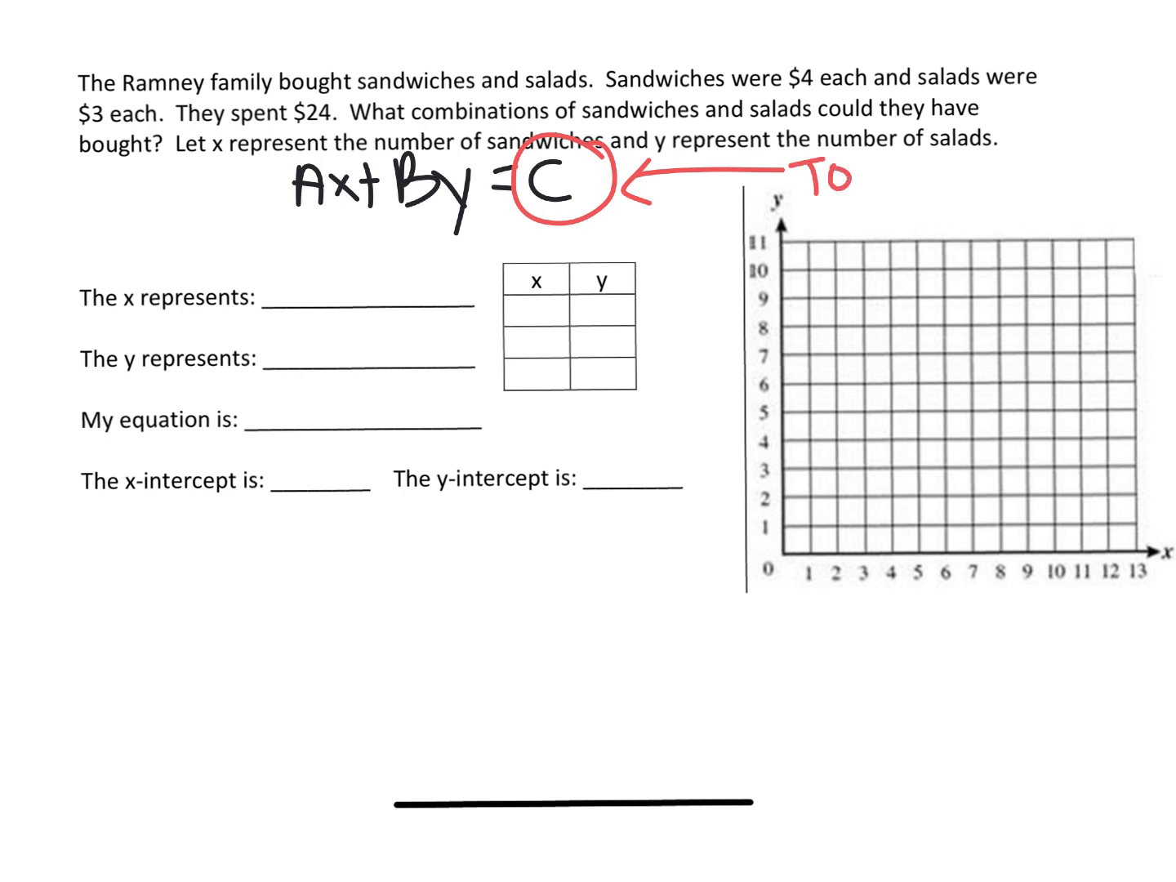All right, in standard form, C is always going to be our total. So it says the Ramney family bought sandwiches and salads. Sandwiches were $4 and salads were $3. They spent $24. What combinations of sandwiches and salads could they have bought? Let X represent the number of sandwiches. So right here it tells me X is sandwiches.